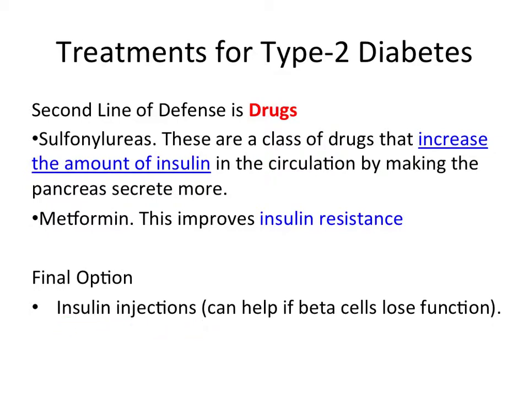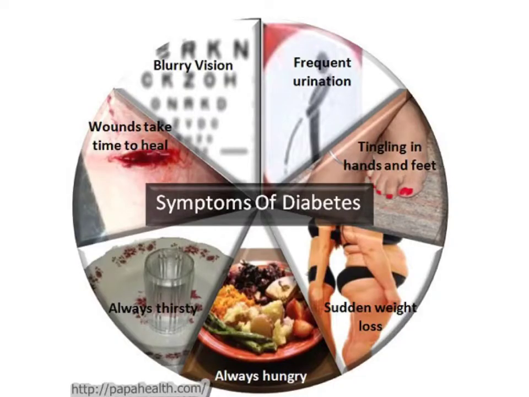And finally, if the beta cells degrade so much that they no longer are producing adequate amounts of insulin, then the type 2 diabetics can inject themselves with insulin. But remember that generally this is not the problem. It is insulin resistance. So these receptors are not responding to insulin, rather than there being an absence of insulin.